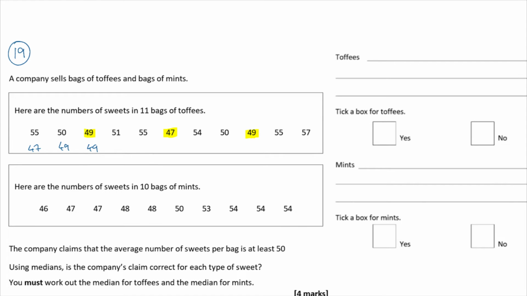Right, what's next? Have I got any 50s? Yep, I got one there, 50. So that comes next. What about 51s? Oh no, I've got another 50. Ooh, almost missed that one. Is that all the 50s? Yep, I've got a 51 though. Any more 51s? Nope, just one of those. What's next then? I've got a 54 next. And then I've got a whole bunch of 55s, 1, 2, 3 of those, and then 57 on the end.